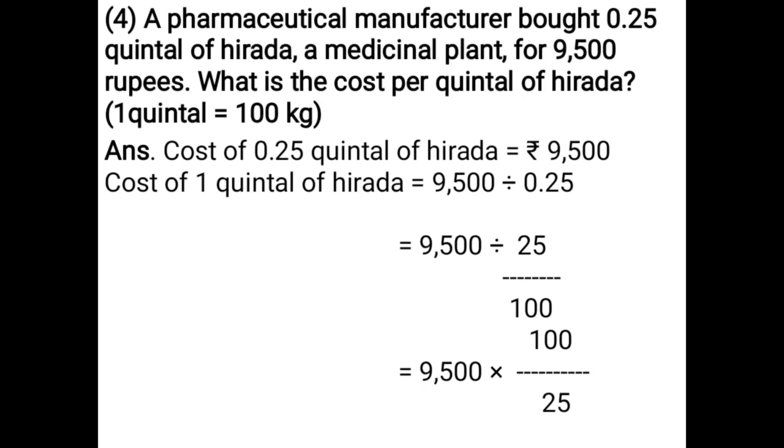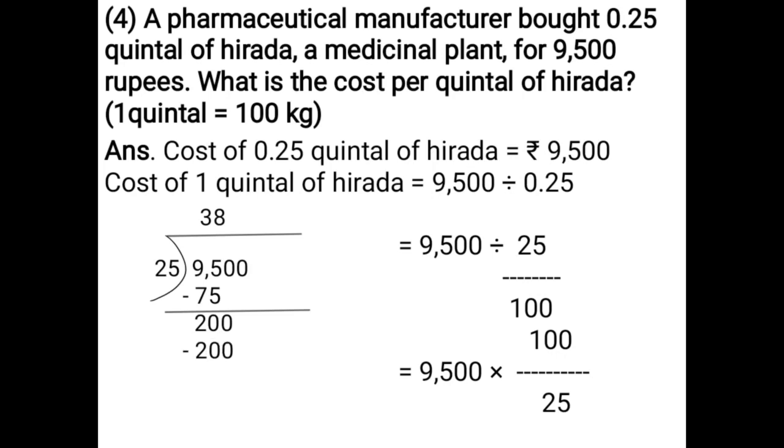You have to divide 9,500 divided by 25. 25 threes are 75. 95 minus 75 is 20. 0 you have to bring it down. 25 eights are 200. 200 minus 200, 0. Last 0 bring it down. 25 zeros are 0. 0 minus 0 is 0.